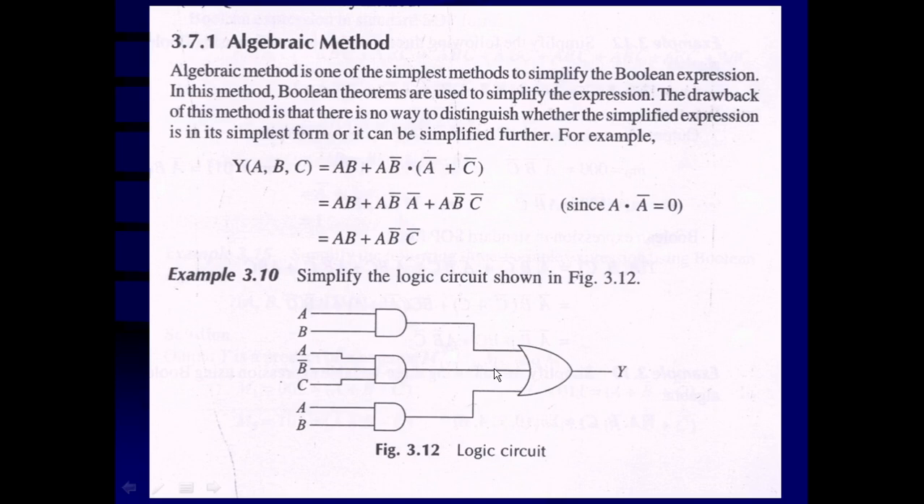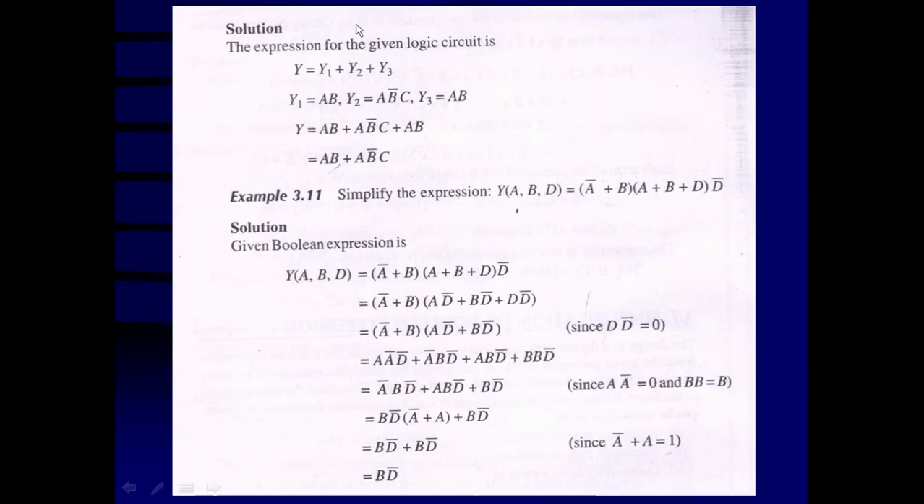And these are the inputs for this OR gate. So the inputs to the OR gate are Y1, Y2 and Y3. So the output Y is equal to Y1 or Y2 or Y3. The expression for the given logic circuit is Y equal to Y1 or Y2 or Y3, where Y1 is equal to AB, Y2 is equal to AB bar C, and Y3 is equal to AB. So Y is equal to AB or AB bar C or AB.